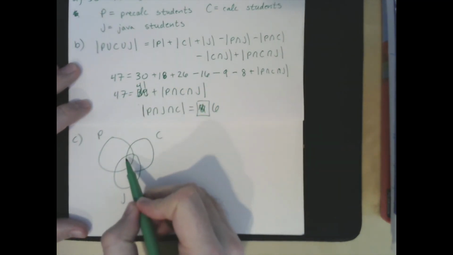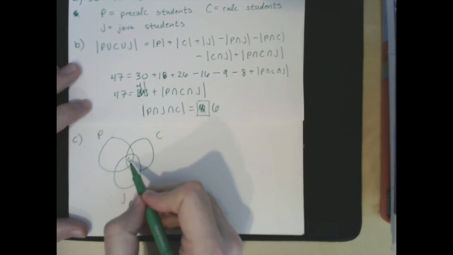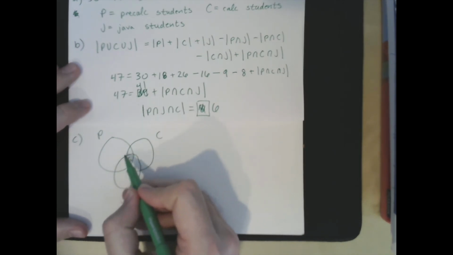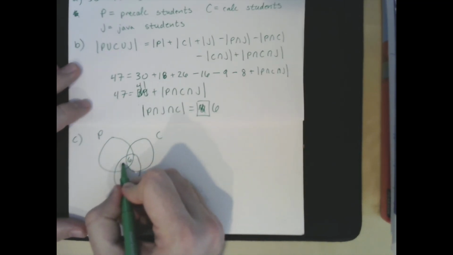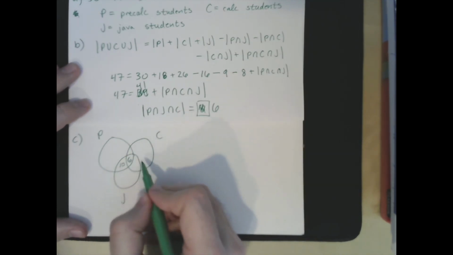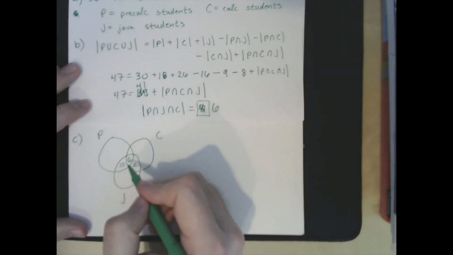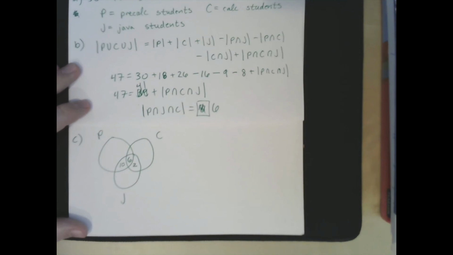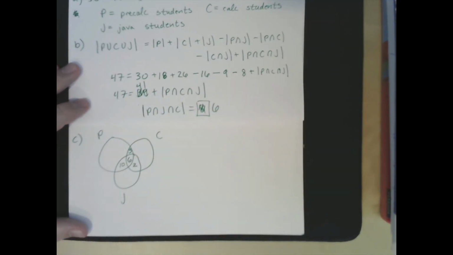So we know in the middle, there's 6 that took all 3. Now we know from the problem that the number of students that took pre-calculus and Java that fall into this intersection is 16 total. So if 6 of them are already counted, there's only 10 here. For Java and calculus, we know that there's 8 total from the problem. So 6 have already been counted, so that means there's 2 here. And then for calculus and pre-calculus, there are 9 total. And so since 6 have already been counted, 3 have to go here.